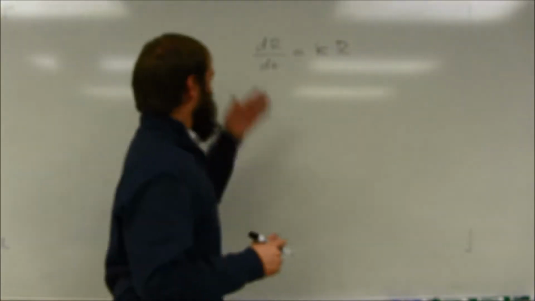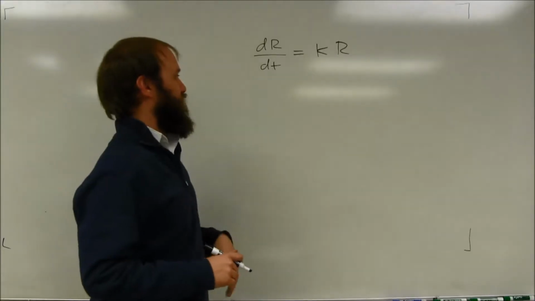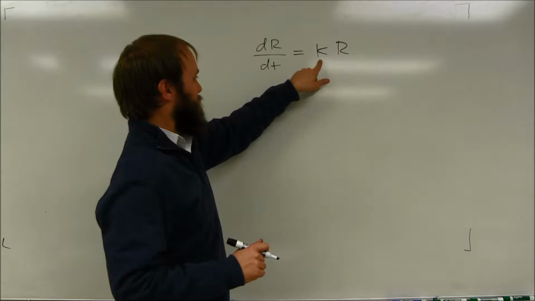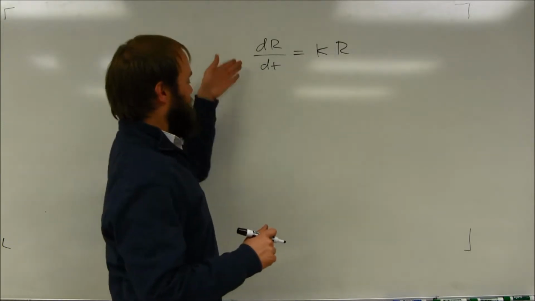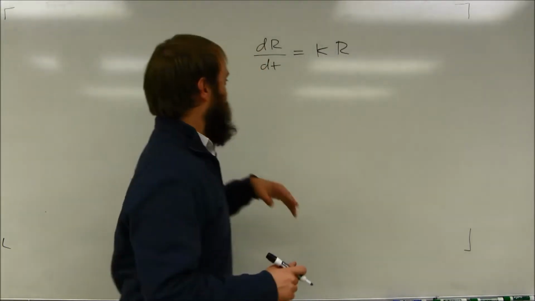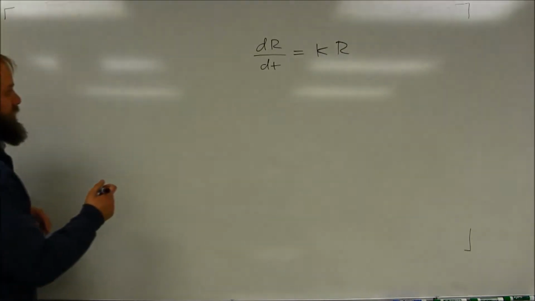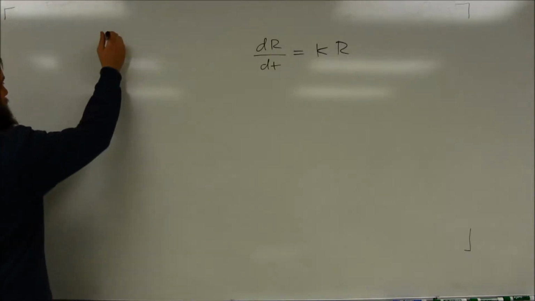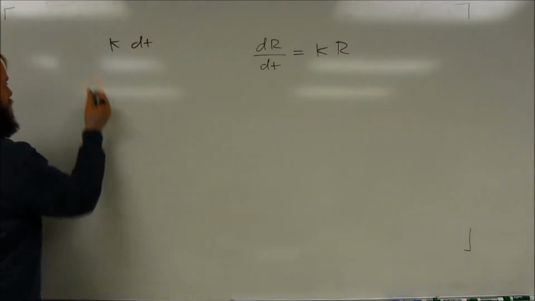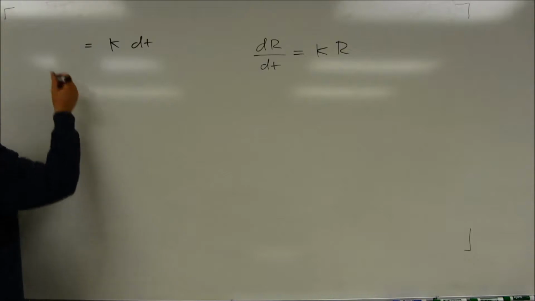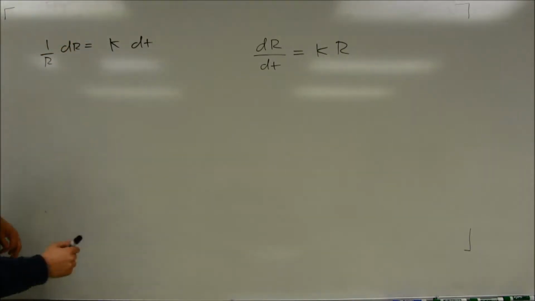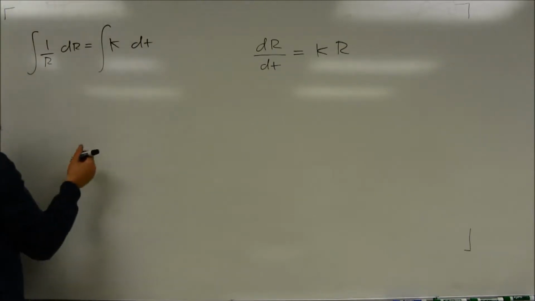All right, I'm going to start out with the differential equation dR/dt equals k times R. So that's the rate of change of the radiation is directly proportional to the amount of radiation. That's my equation there. I'm going to separate variables, get everything on the same sides of the equation, multiply both sides by dt. So I'm going to have k dt over on one side of the equation. I'm going to have 1 over R dR over on the other side. I'll take the integral of both sides.